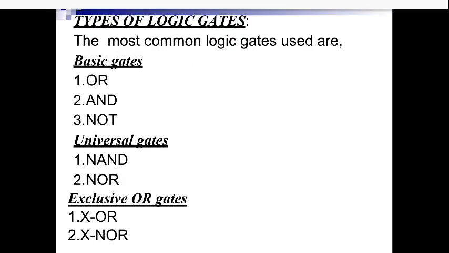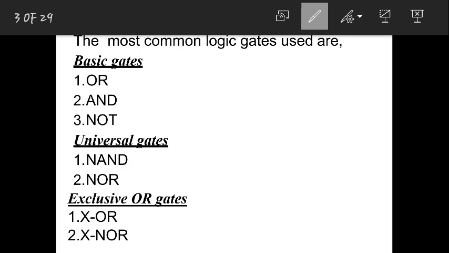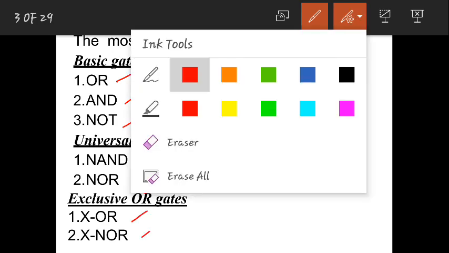So we have the basic gates. What we learned today is that the OR gate, AND gate, and NOT gate come under basic gates, and the universal gates are NAND and NOR. Is that fine? In the next class we will see both of these and the remaining topics.